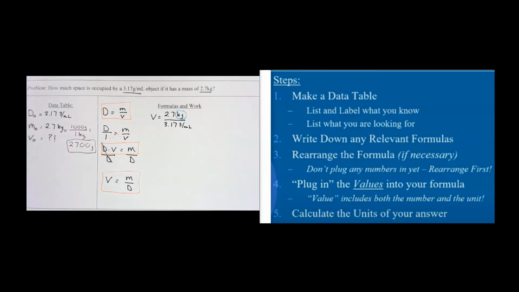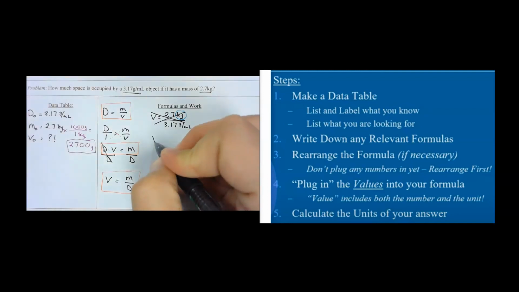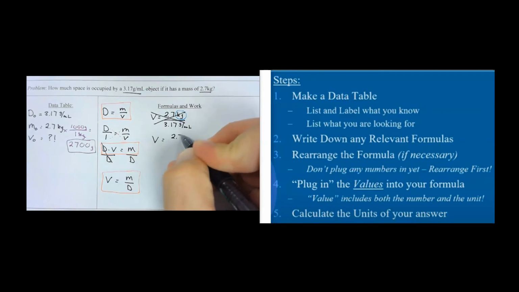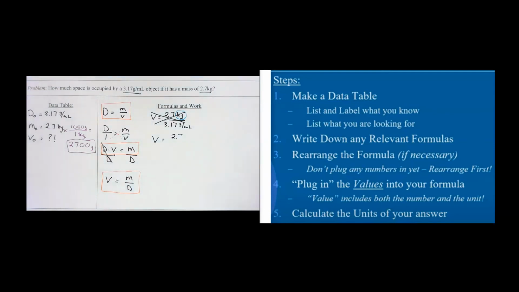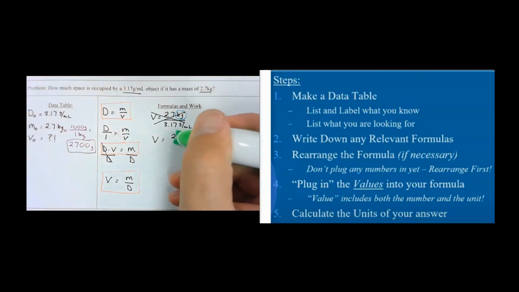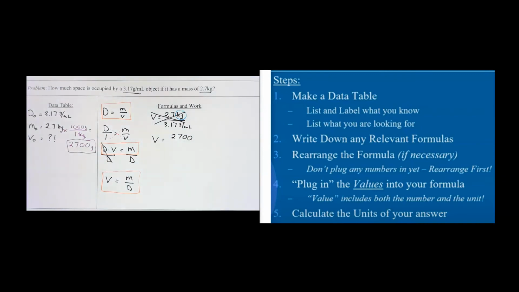And now let's plug that into our equation on the right-hand side. Okay, I'm going to ignore that because I want to make sure I clean it up here. Oops. I still have the old number there, 2,700. Let's make sure we get rid of that decimal place there. Okay, 2,700 grams over 3.17 grams per milliliter.